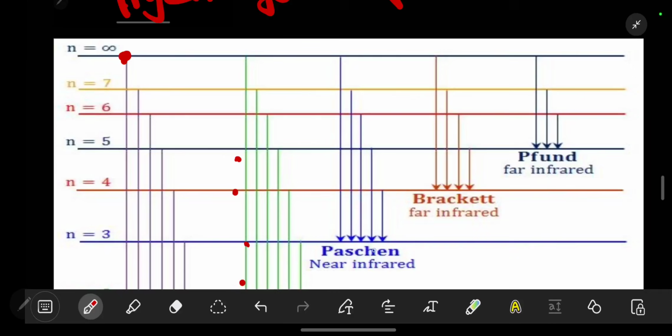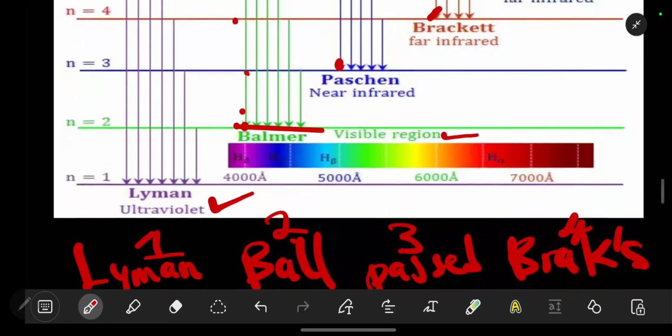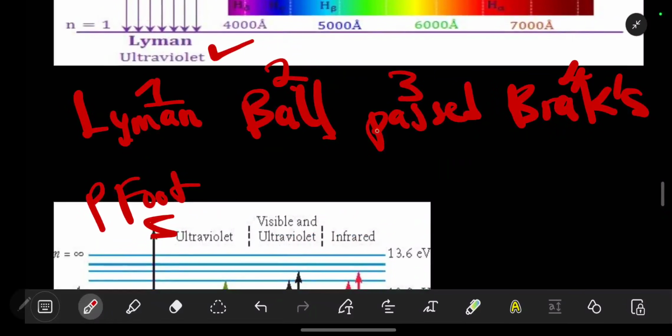So the Paschen series is from any energy level to number 3. The Brackett series is from any energy level to number 4. Pfund is energy level number 5. Those are the drops. So you can use this simple mnemonic: Lyman's, Bohr, Brack's, foot. That is what you can be able to use.